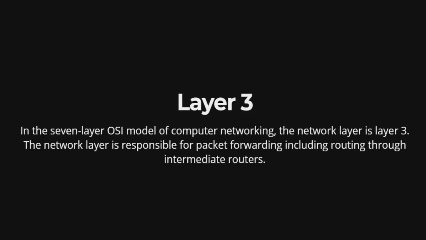Layer 3. In the 7-layer OSI model of computer networking, the network layer is Layer 3. The network layer is responsible for packet forwarding, including routing through intermediate routers.